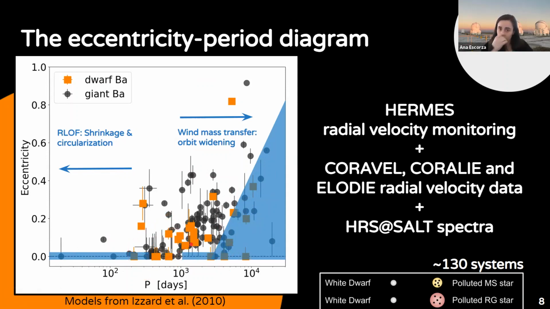And this is not an issue only of Barium stars. If you plot post-AGB binaries, for example, on an eccentricity-period diagram, they will populate a similar area, and the models also cannot reproduce those. As I said, there's been a lot of work concerning circumbinary disks, wind Roche lobe overflow, but the orbits of Barium stars have not been fully reproduced yet. So hopefully these observations can help in that aspect.